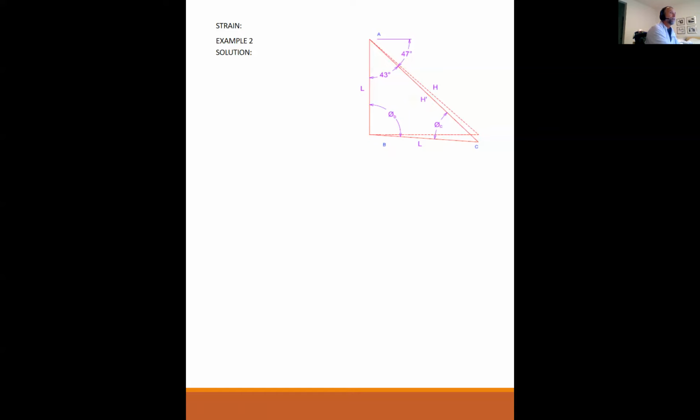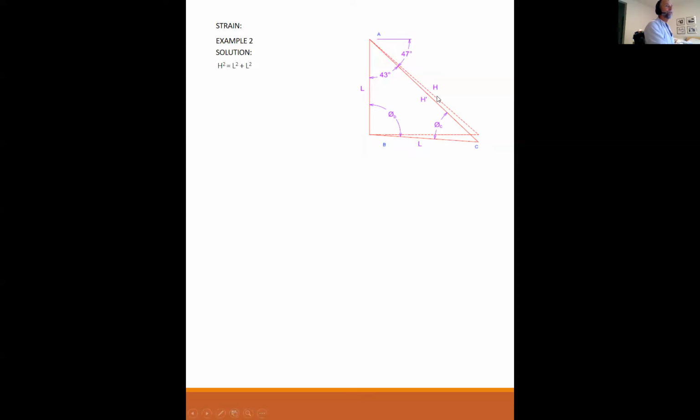They don't give you L, by the way. L is a variable. So I have to solve for H in terms of L, and I have to solve for H prime in terms of L. I know what this angle is here, because 90 minus 47 is 43, but I don't know theta B and I don't know theta C yet. Okay, so does everybody understand the problem statement? Everybody grasped the challenge? Yes. Okay, all right.